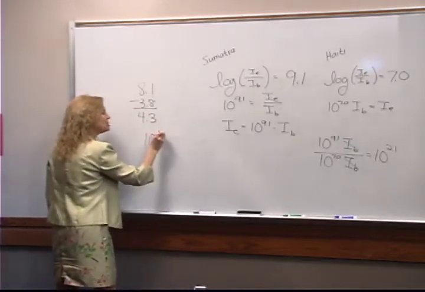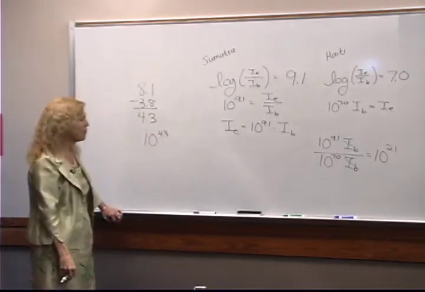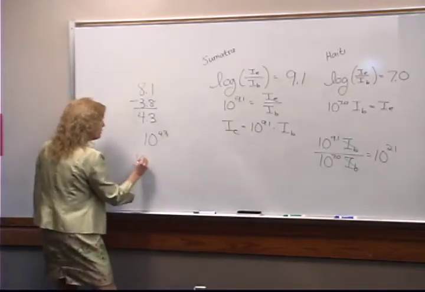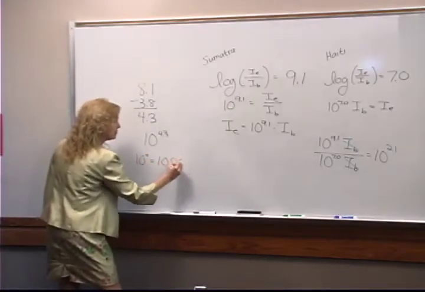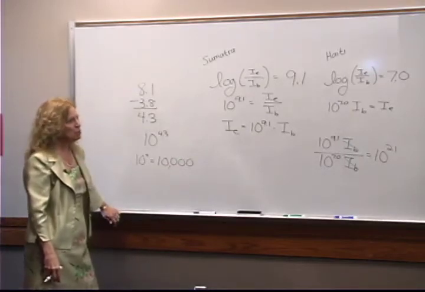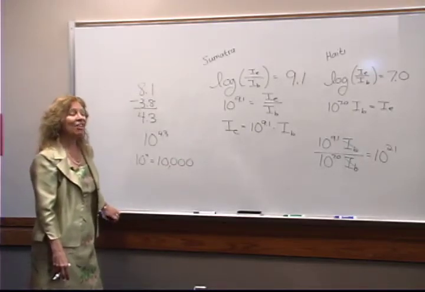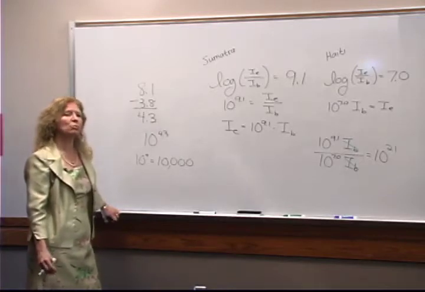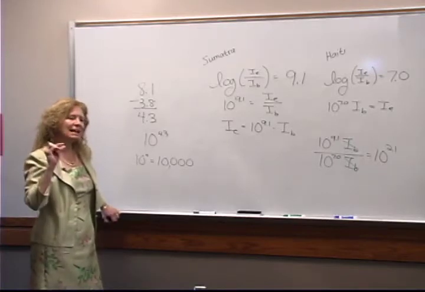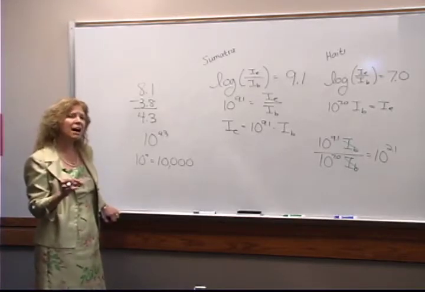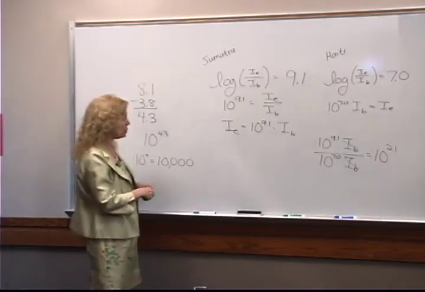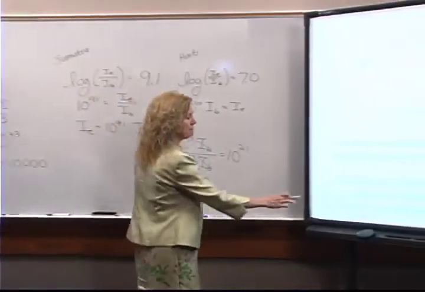So 10 to the 4.3. Wow. Now I forgot to bring the calculator, but you know that 10 to the 4th is what, 10,000? So you're looking at somewhere seriously more than 10,000 times more intense. Again, it just helps to illustrate that it doesn't take a really big difference in the Richter value to have a huge difference in how intense that earthquake actually ended up being.